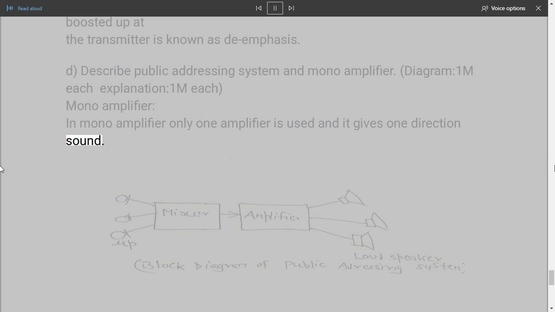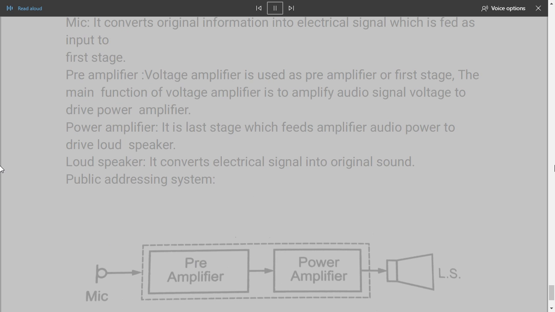Mic: it converts original information into electrical signal, which is fed as input to first stage. Pre-amplifier: voltage amplifier is used as pre-amplifier or first stage. The main function of voltage amplifier is to amplify audio signal voltage to drive power amplifier. Power amplifier: it is last stage which feeds amplified audio power to drive loudspeaker. Loudspeaker: it converts electrical signal into original sound. Public addressing system.